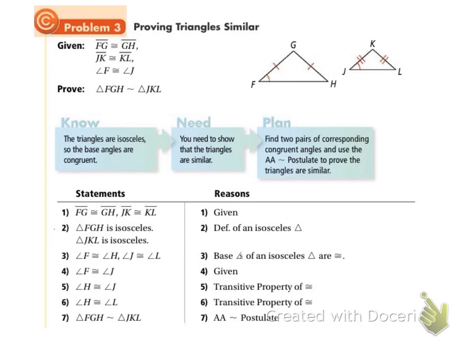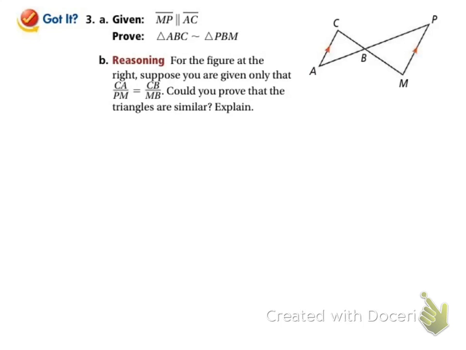This is 7.3b of geometry. So there's a proof in your book if you want. We're just going to go through one of them. So we are going to prove that these triangles are similar. So remember, we've got three different ways to prove similar triangles: AA similarity, SSS similarity, and SAS similarity.